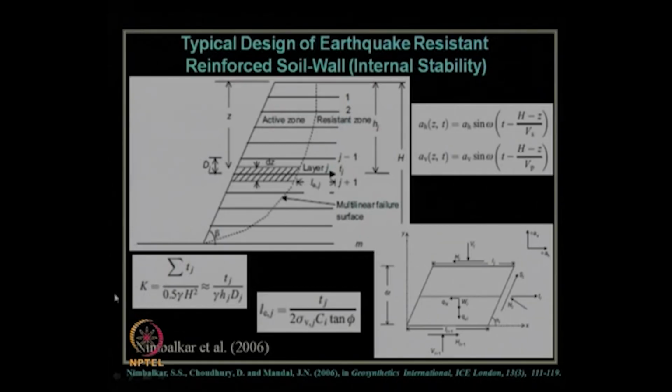What is this parameter k? This is a non-dimensional parameter which represents the ratio of the tensile strength of the reinforcement layer, expressed in terms of gamma, the unit weight of the soil, Hj, the thickness of that particular layer at which you are using that tensile strength required, and Dj, the interval between the two reinforcement layers. Clear? So, using that, it is non-dimensional.